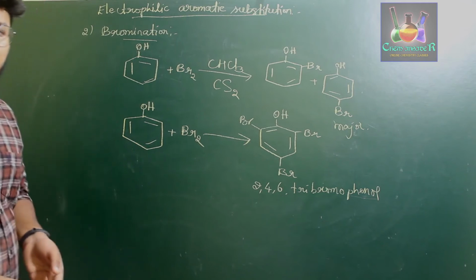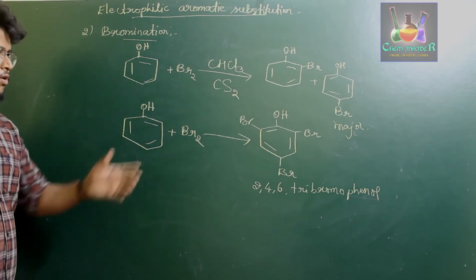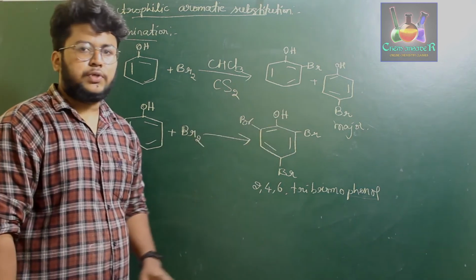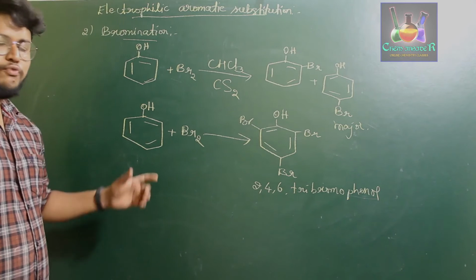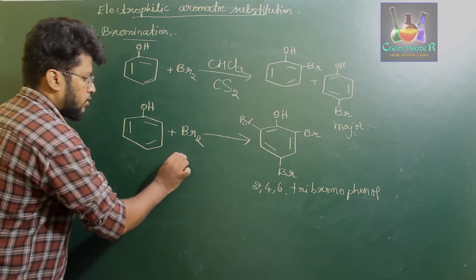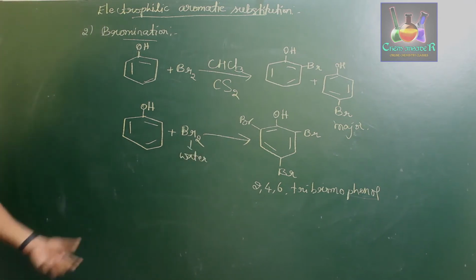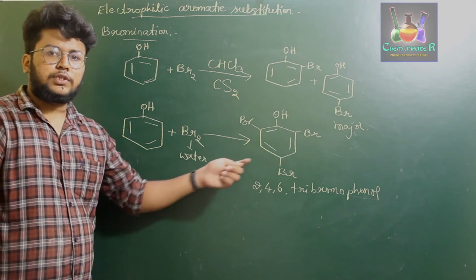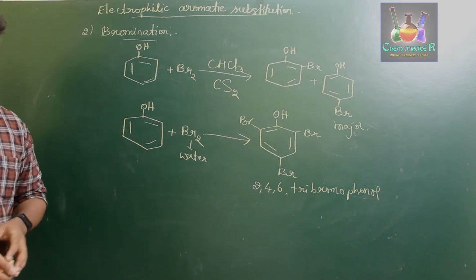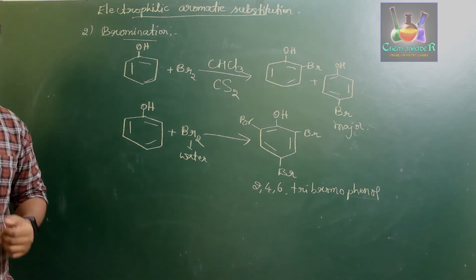That is, when you treat phenol with bromine in the presence of CHCl3 or CS2, you prepare ortho and para substituted bromophenol. If you treat phenol with bromine water, that is bromine in aqueous medium, you get 2,4,6-tribromophenol. So these are the two electrophilic aromatic substitution reactions that phenol undergoes.